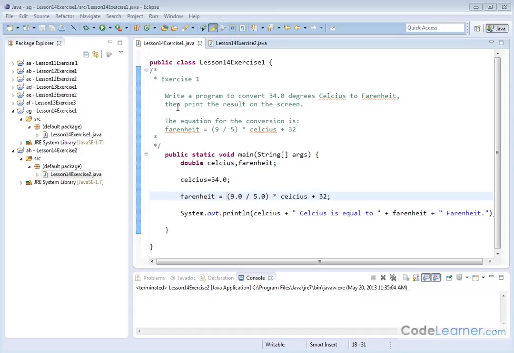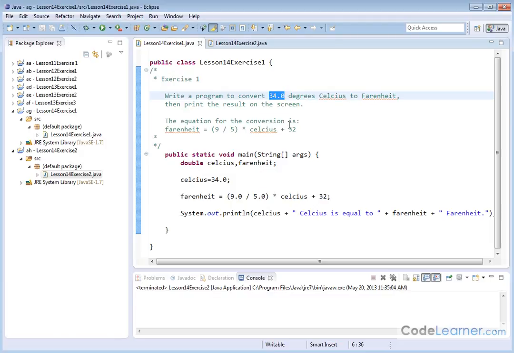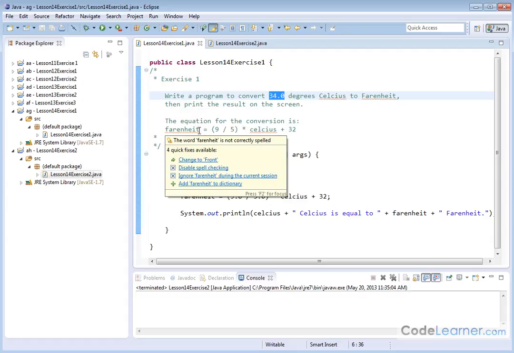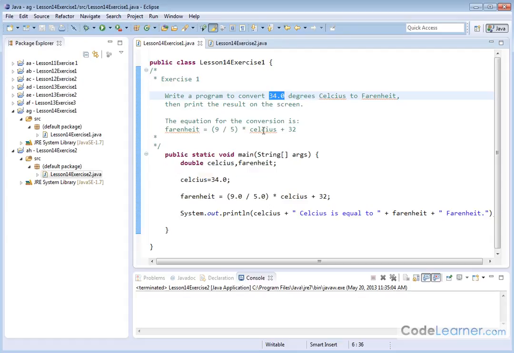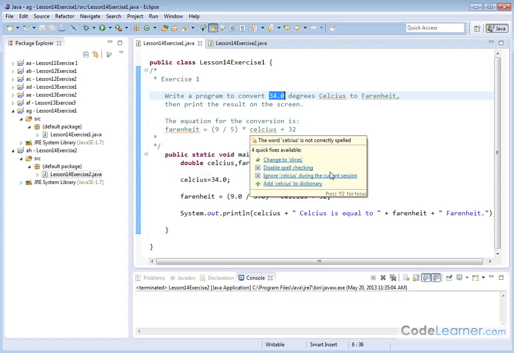All right, now in this exercise, we're trying to write a program to convert 34.0 degrees Celsius to Fahrenheit. And the equation for this is, when we're converting to Fahrenheit, it's going to be equal to 9/5 times the number of degrees Celsius plus 32.